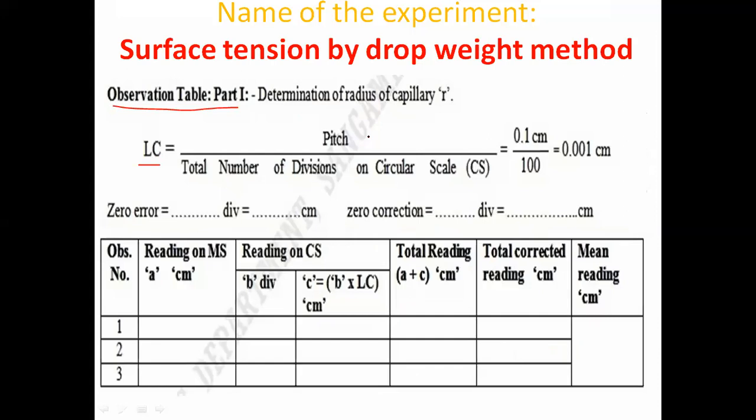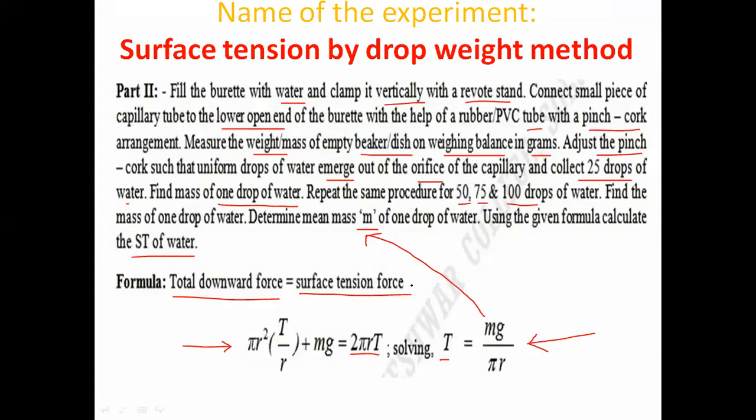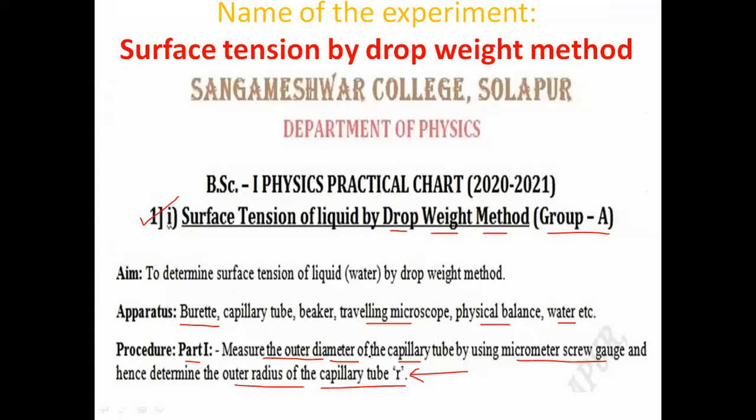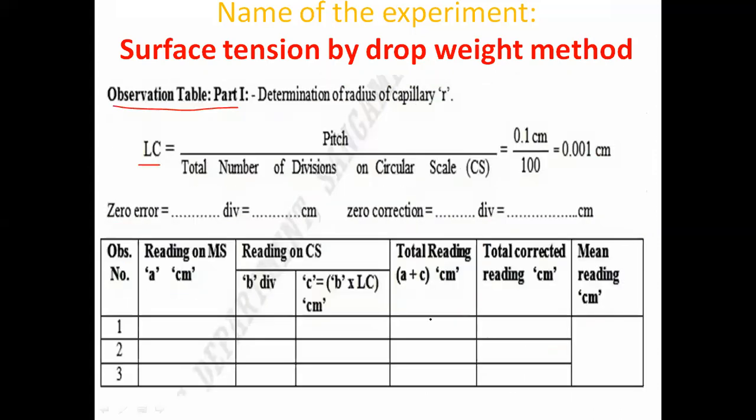If we take a micrometer screw gauge for the measurement of this small r, for more accuracy, then the least count is recalled as pitch divided by total number of divisions on the circular scale. For accuracy we have selected here a micrometer screw gauge, whose pitch is equal to 0.1 centimeter, and total number of divisions on the circular scale is equal to 100. Therefore least count is equal to 0.001 centimeter. You know very well this value.